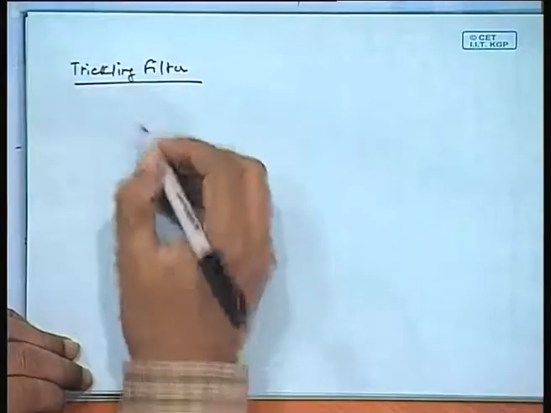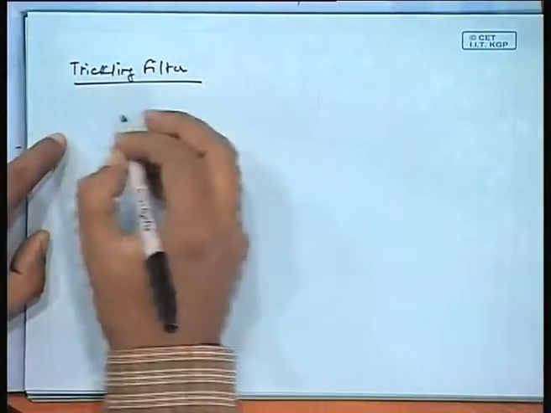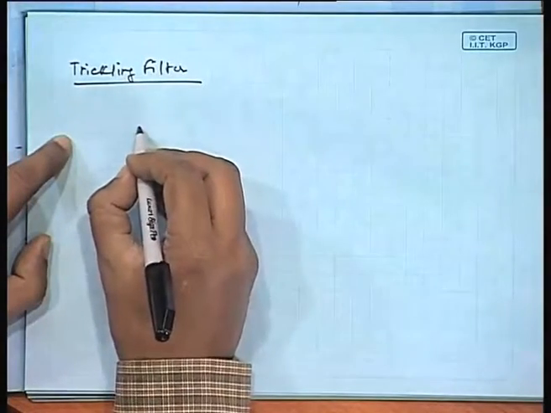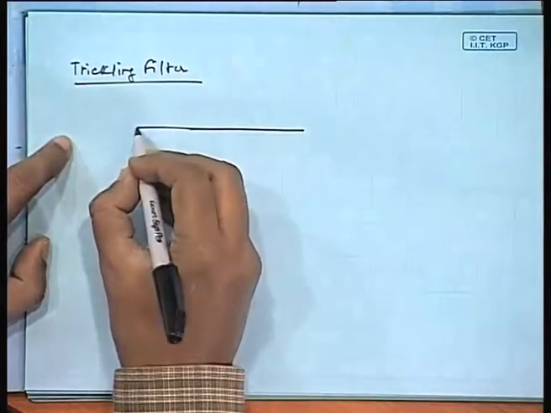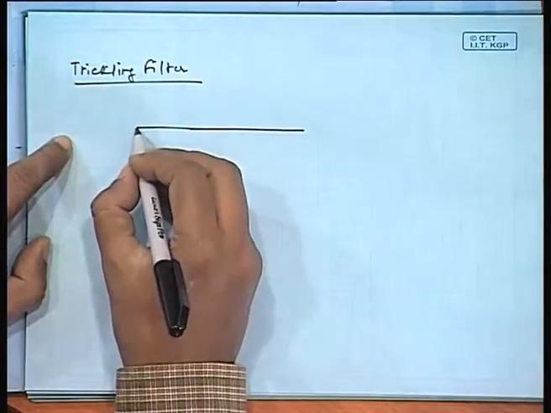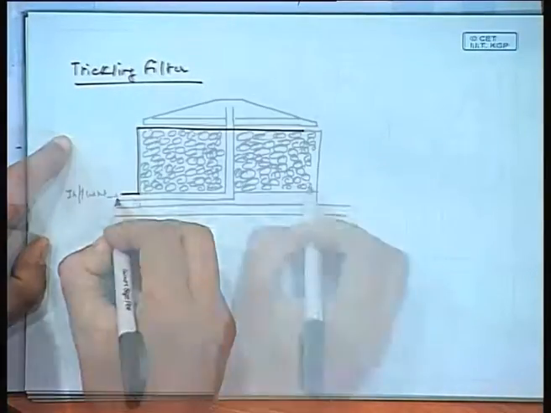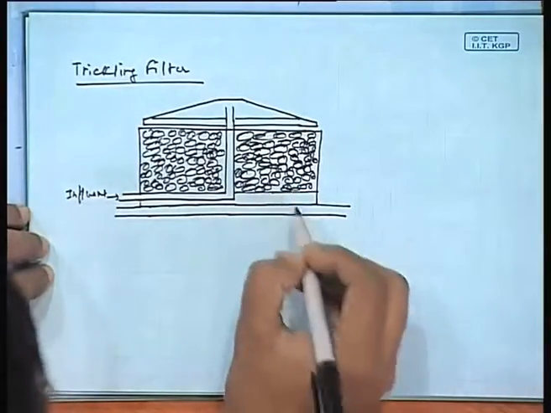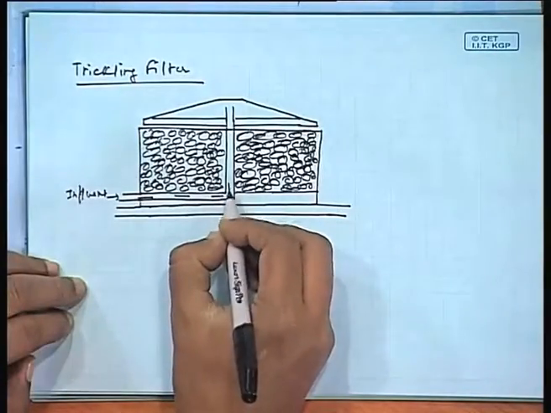Trickling filter. This is where we are dealing with the primary treatment techniques. There is a trickling filter. The trickling filter is like this. What is generally done in a trickling filter is like this. This is particularly where the influent is entering into the column.